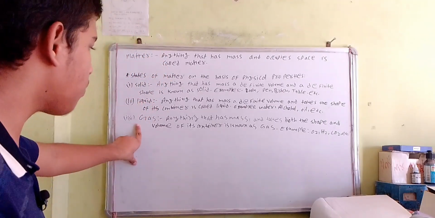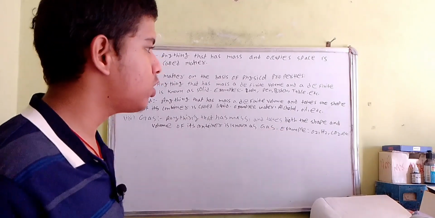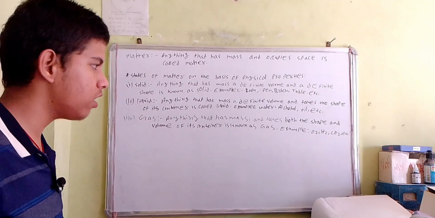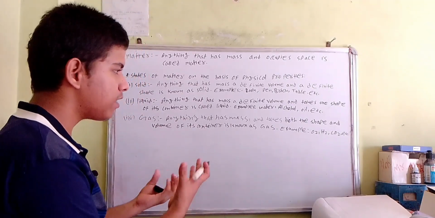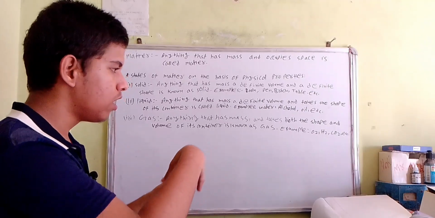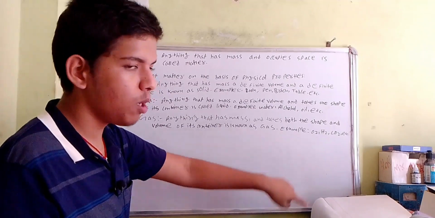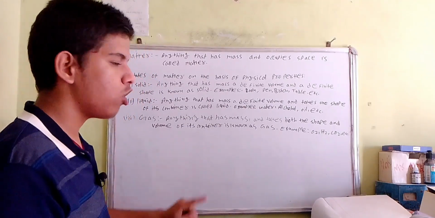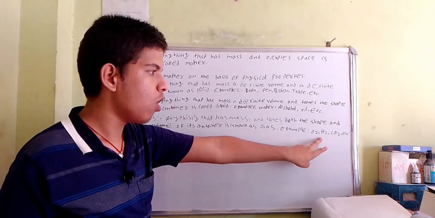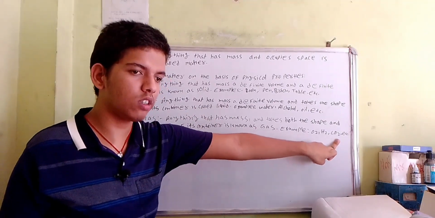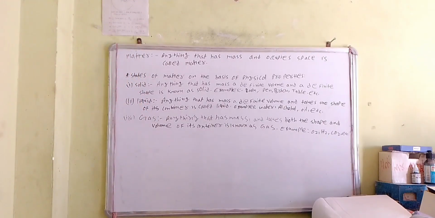Now the third state of matter is gas. Anything that has mass and takes both the shape and volume of its container is known as gas. If you put the gas in a container, it will take the shape of the container and also the volume. For example, oxygen, hydrogen, carbon dioxide are examples of gas. And these are the things that we learned yesterday.